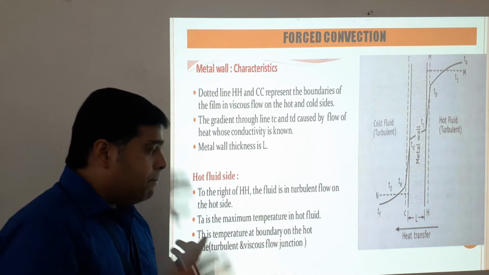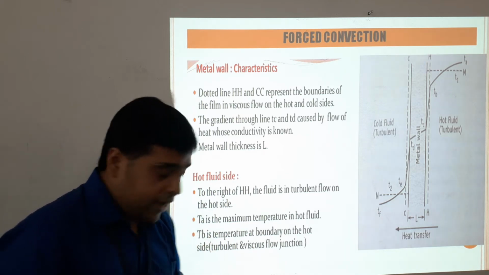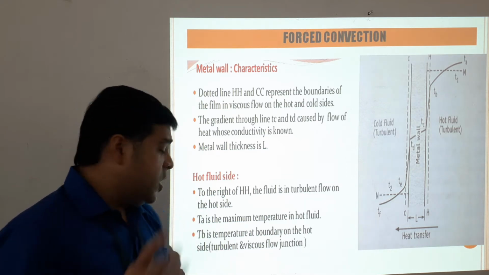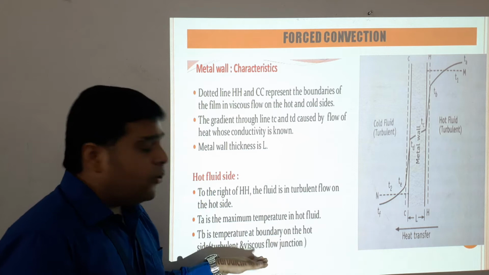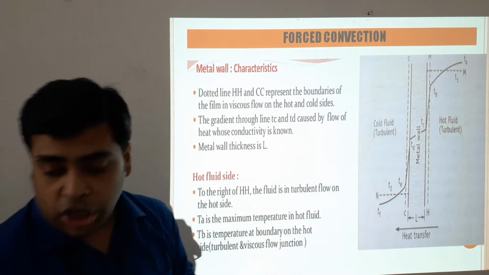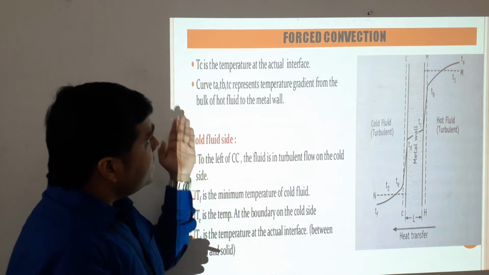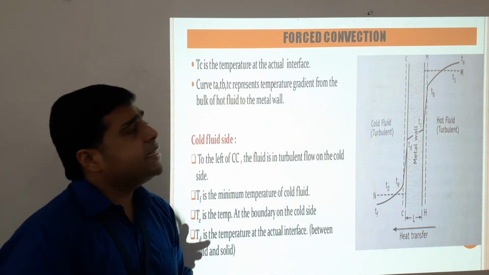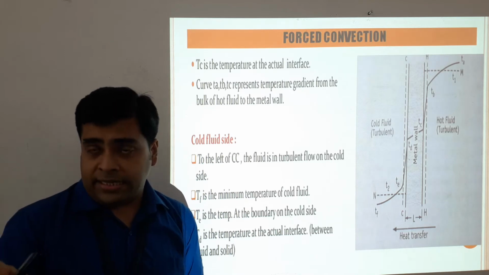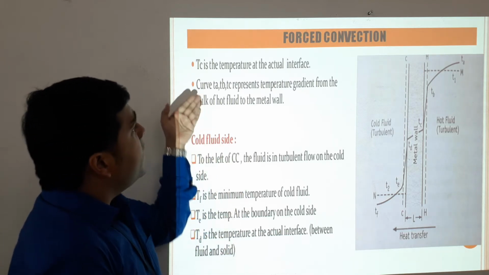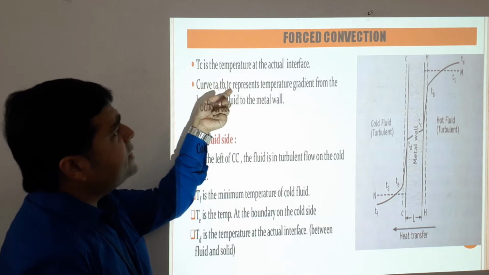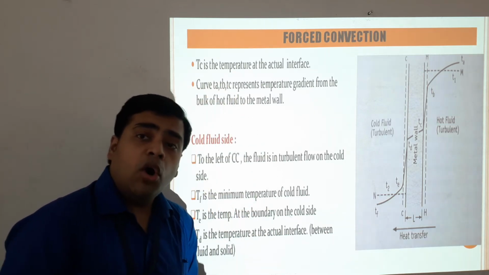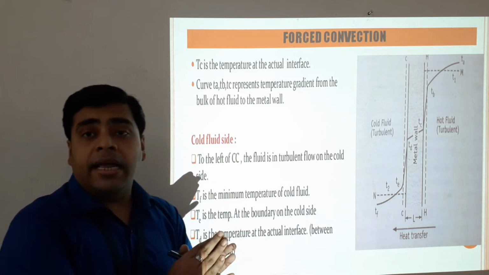TA is the maximum temperature in the hot fluid. TB is the temperature at the boundary on the hot side, at the turbulent and viscous flow junction. TC, we continue on the hot side only. TC is the temperature at the actual interface, that is the boundary interface, and the curve TA, TB, TC represents the temperature gradient from the bulk of the hot fluid to the metal wall.